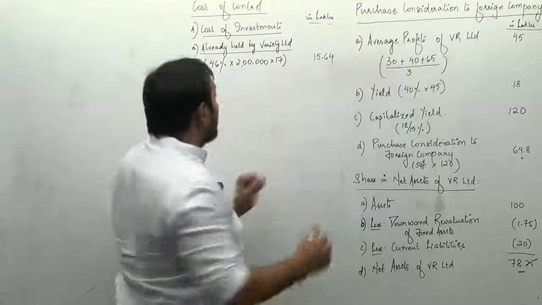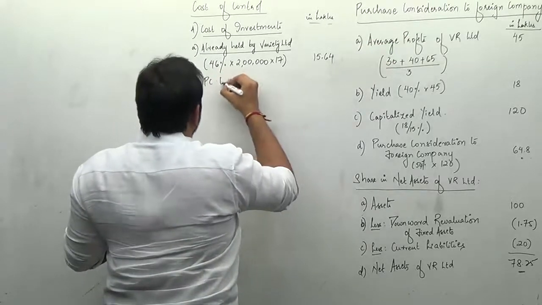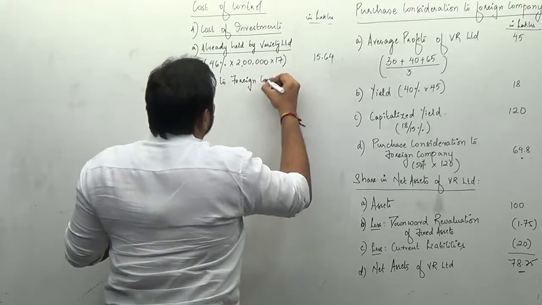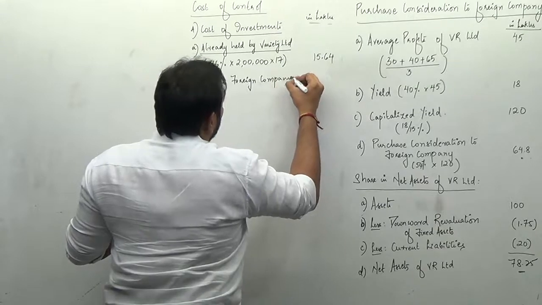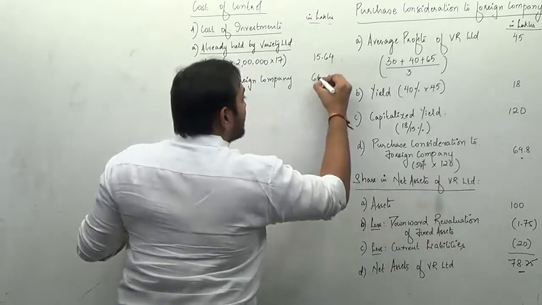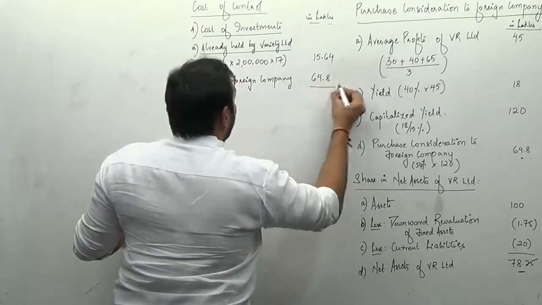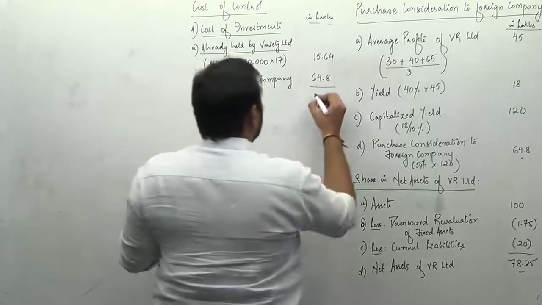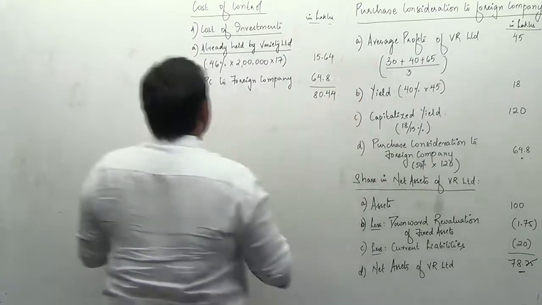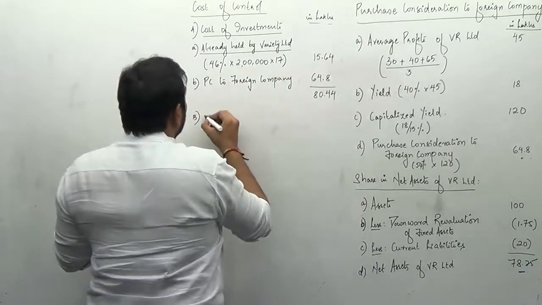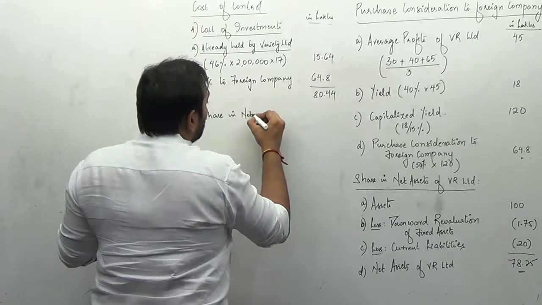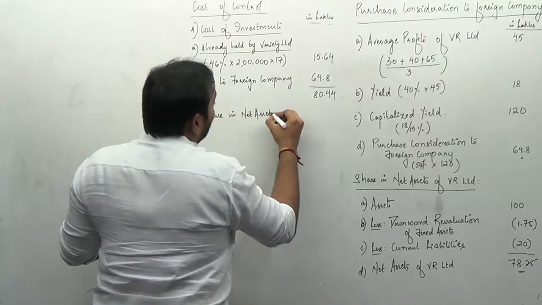What about the remaining 54%? The remaining 54% I acquired from the foreign company. From the foreign collaboration company, we have purchased the remaining 54%, and the remaining 54% has been acquired at a cost of 64.8. My total will be 80.44. This you need to compare with the amount of share in net assets of VR Limited.